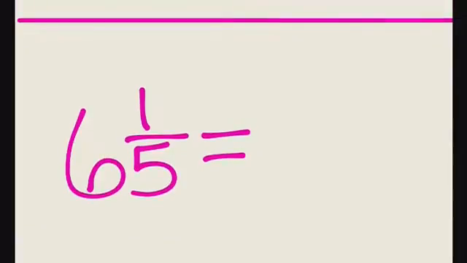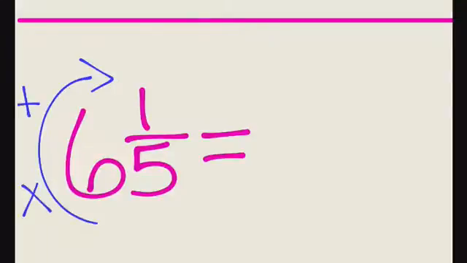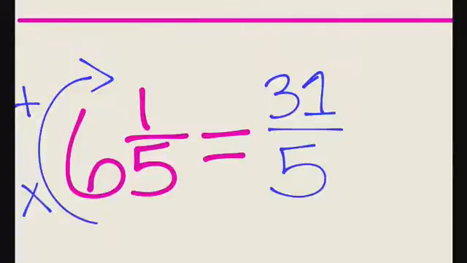Here we're given the mixed number 6 1/5. Again, start by drawing your MAD face. Remember, we start with multiplying. 5 times 6 is 30. 30 plus 1 is 31. And our denominator stays the same as 5. So 6 1/5 is the same as 31/5.